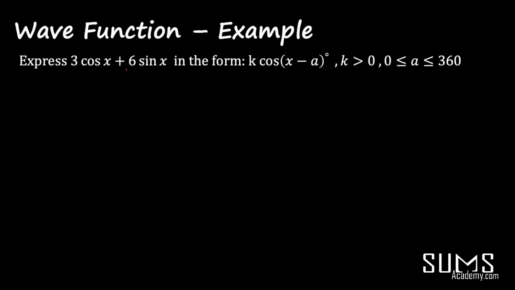Okay, so now we're going to look at an example. We're told to express 3 cos x plus 6 sin x in the form of k cos(x minus a), where k is greater than 0 and a lies between 0 and 360. Cool. So how are we going to do this?